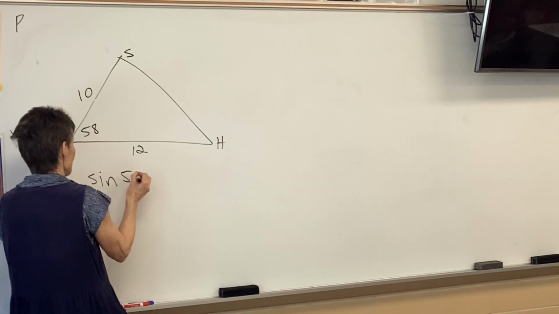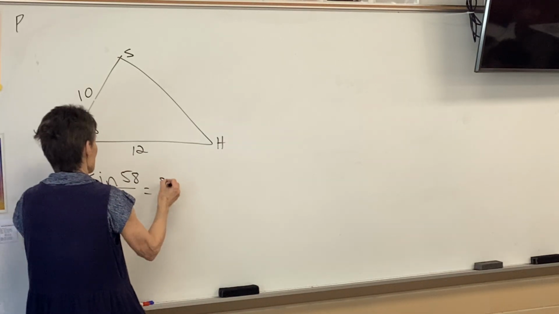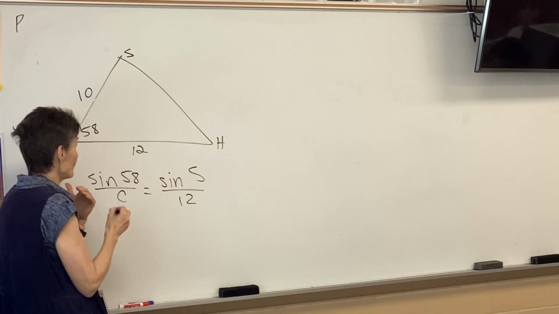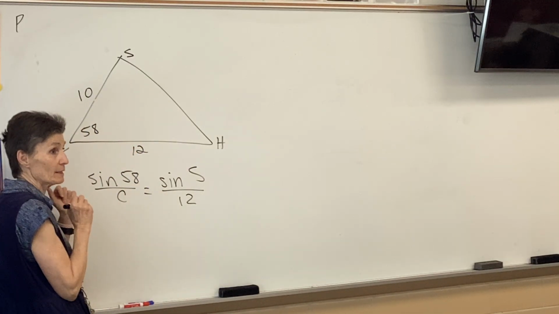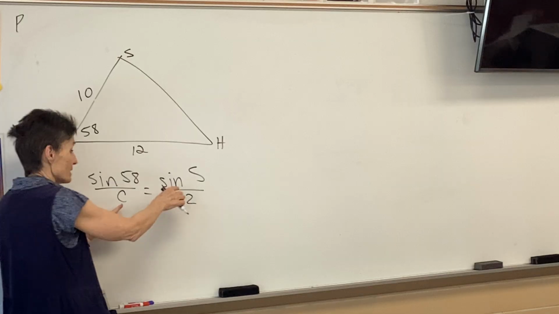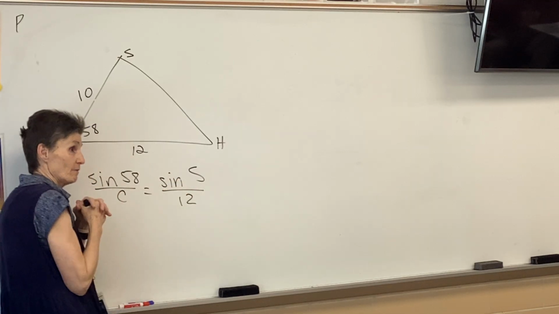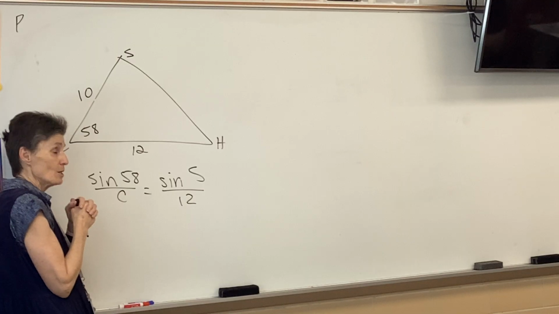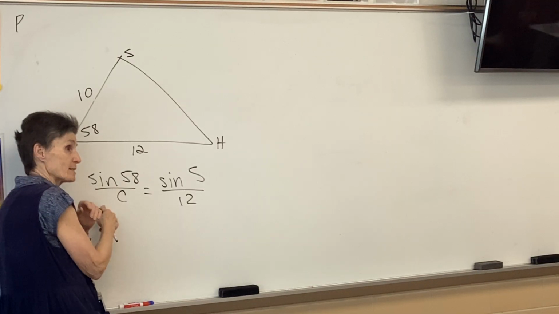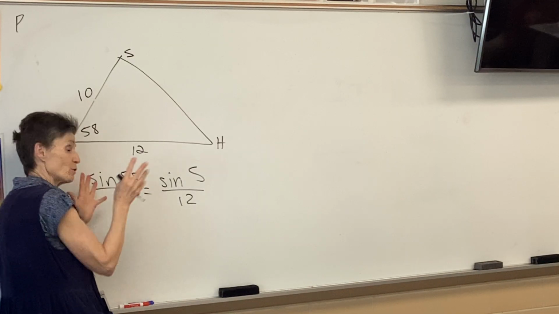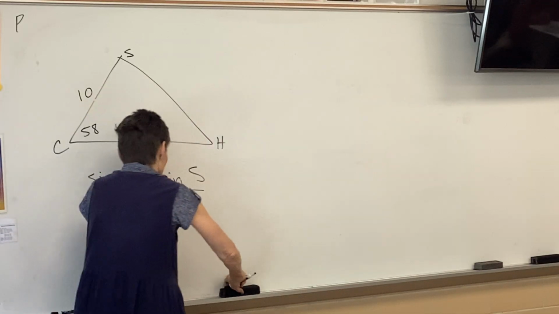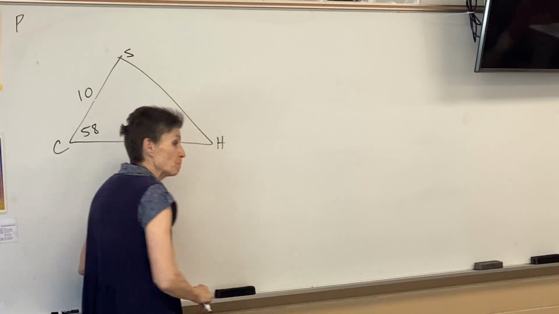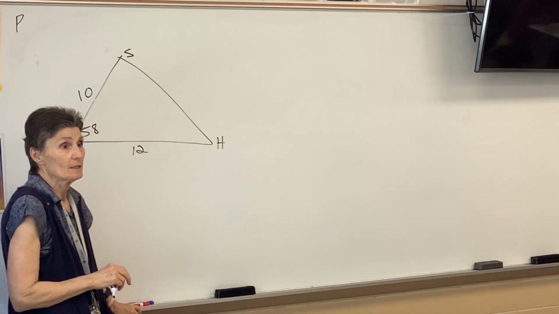You could say sine 58 over C equals sine S over 12. You could absolutely do that. That's a true statement. But the problem with it is it's got two variables in it. If you're going to do the law of sines, you have to have one of these fractions complete. Otherwise, you have too many variables. So, not going to do the law of sines. We're going to do the law of cosines.